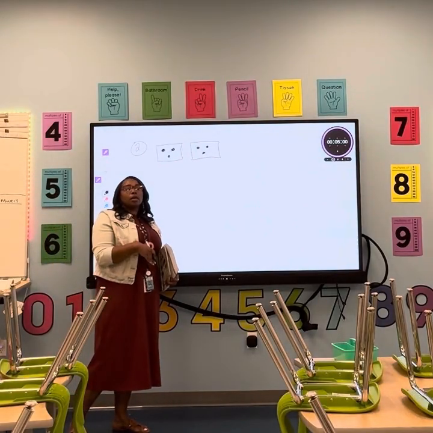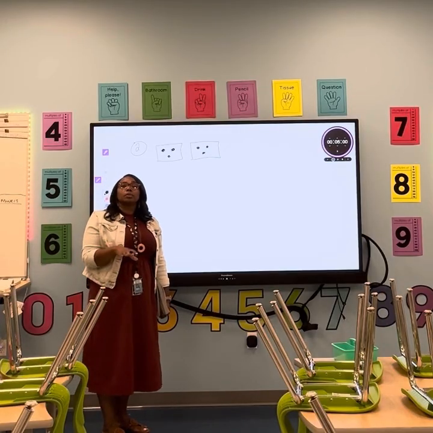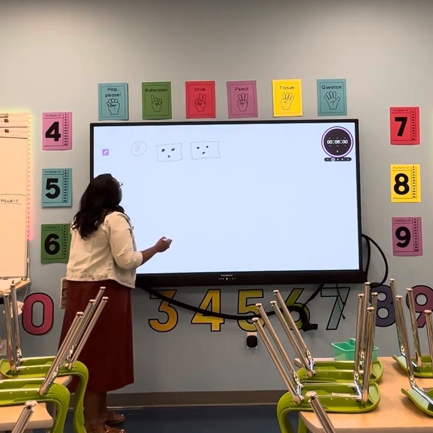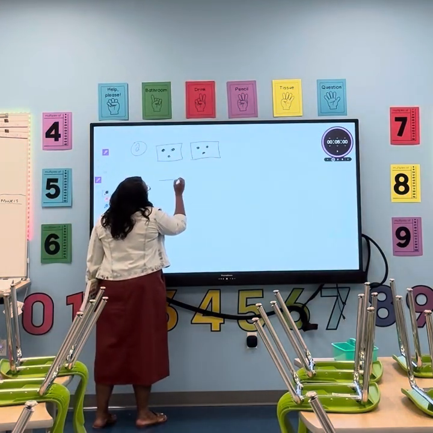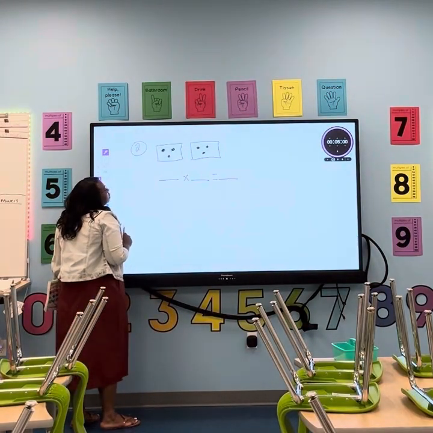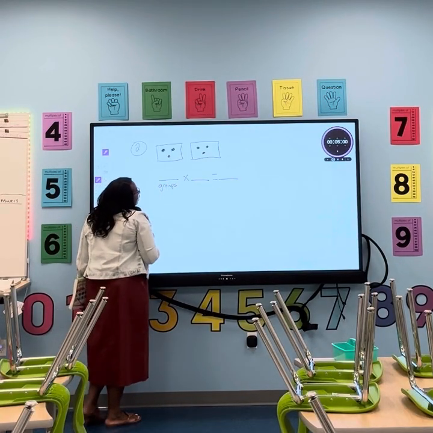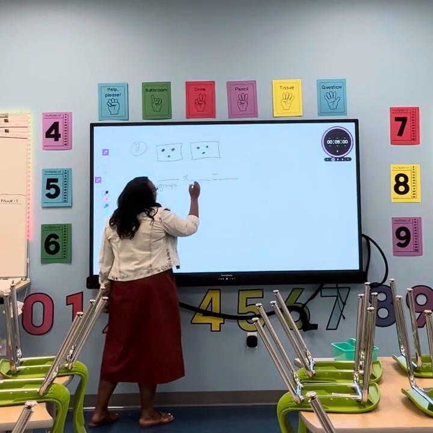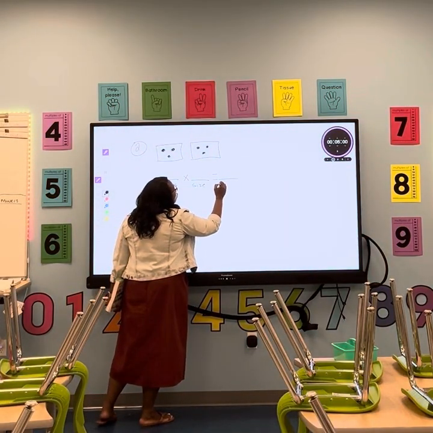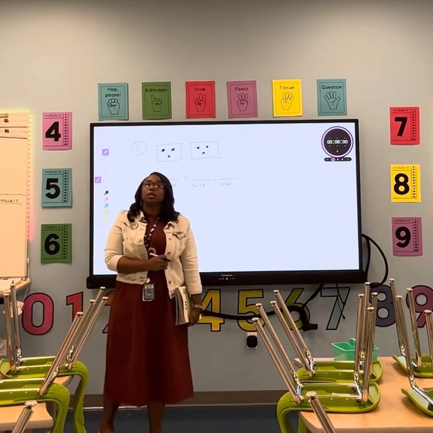We did this last week when we talked about how we can take equal groups and turn it into a multiplication fact or a multiplication equation. So when we do that, we do our blanks: blank times blank equals blank. The first blank will always be your groups. The second blank is the size of each group. How much is in each group? And the last one is your total or your product. The product is the answer to our multiplication equation.